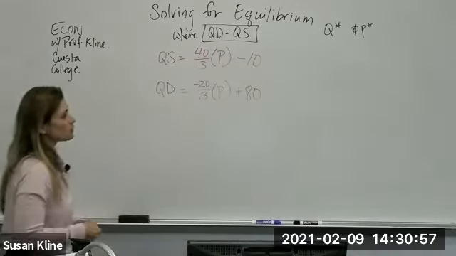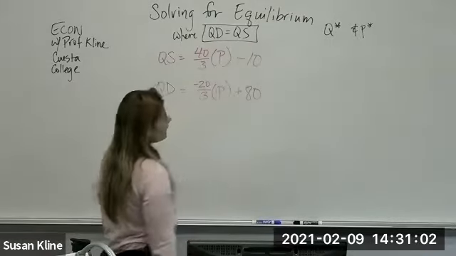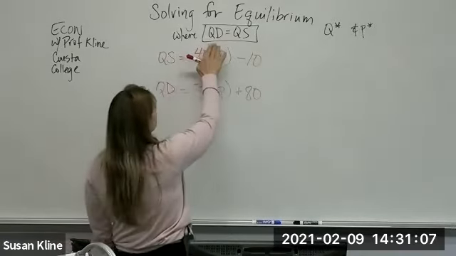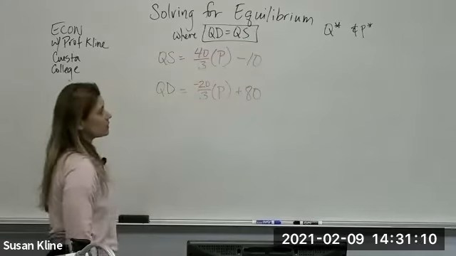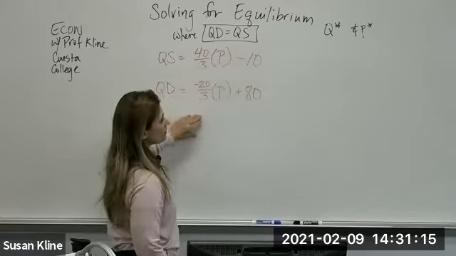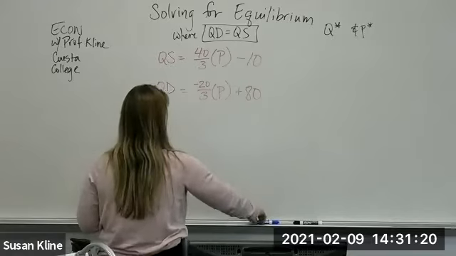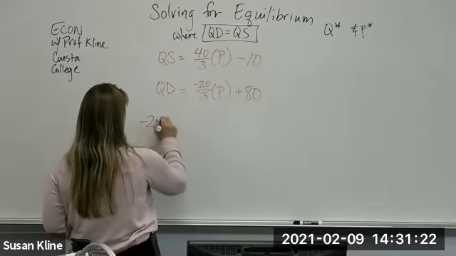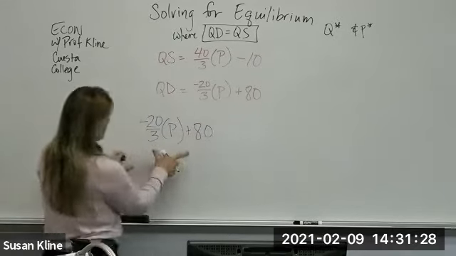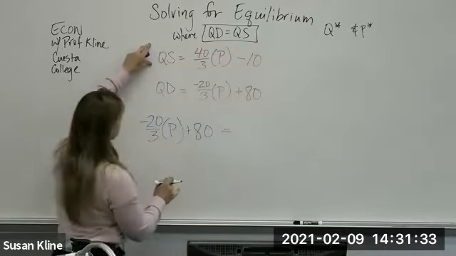We're going to start with the most direct, and I will show you what this looks like in a table in a moment. The first way is to recall that equilibrium is where quantity demanded equals quantity supplied. So we're going to rewrite this equation using this information. Quantity demanded is -20/3 P plus 80, and that's equal to our quantity supplied equation.